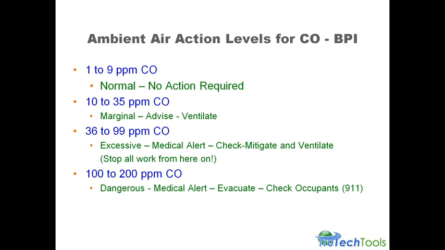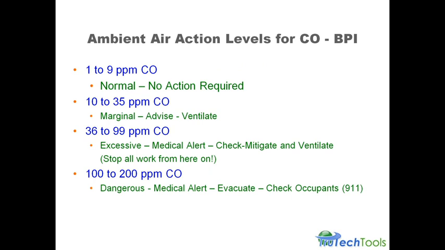She's got the garage door open, but maybe the wind's blowing in the garage, pressurizing the inside of your garage and moving that CO right into your house. So any CO in the house we really should investigate. 10 to 35 parts per million, they say, is marginal. Advise and ventilate the home. 36 to 99 is excessive. You need to check, mitigate, and ventilate.